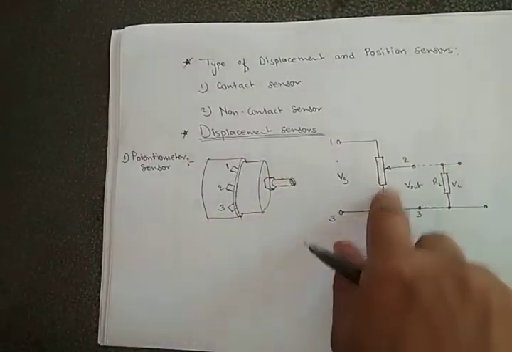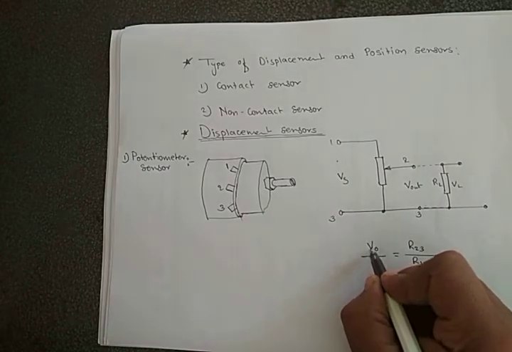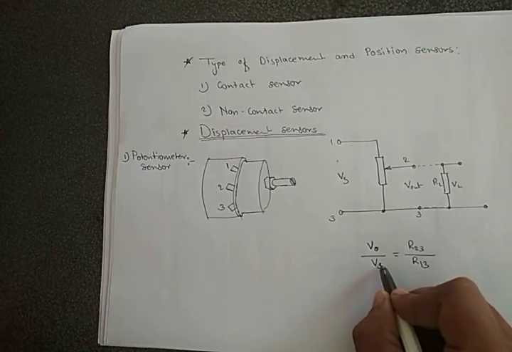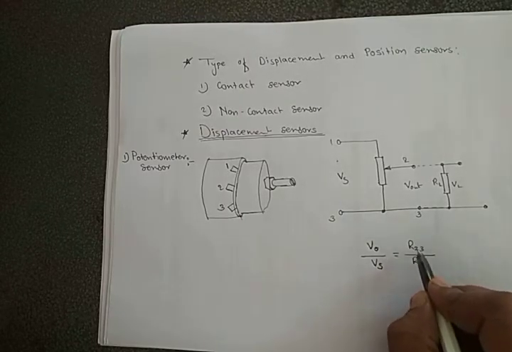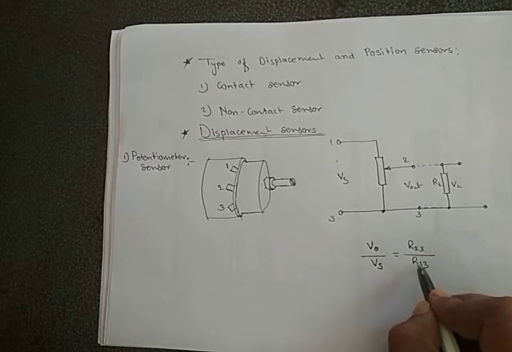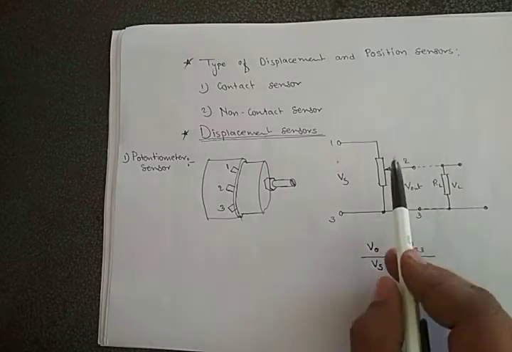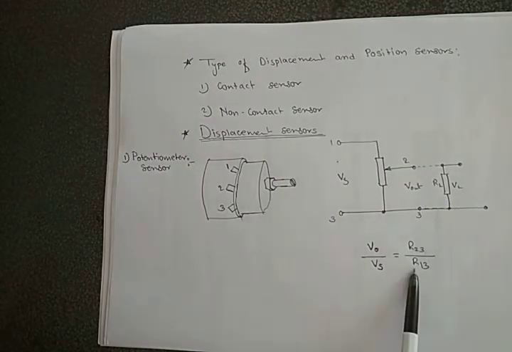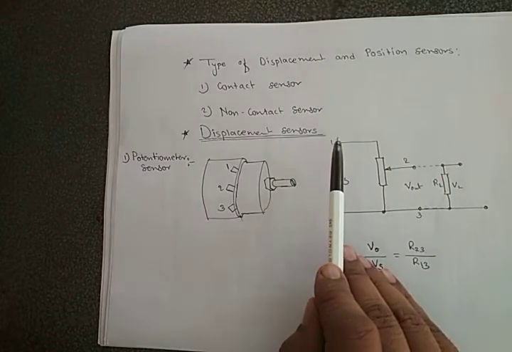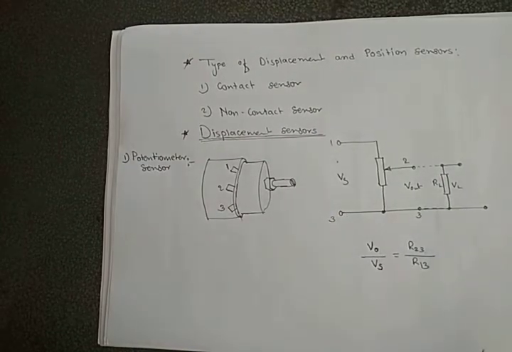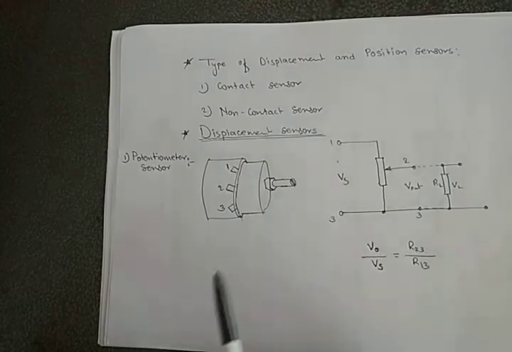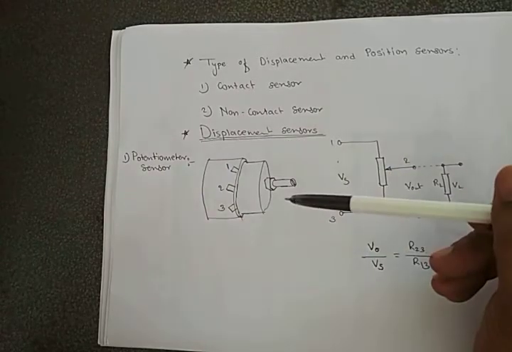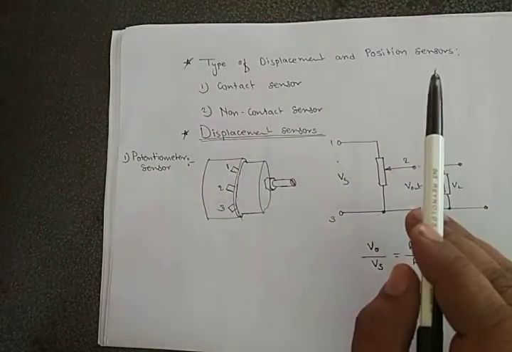By this circuit, we can understand this equation, that is V naught or V out by Vs, this is sliding, and R23 by R13. Here you can see R23 is the resistance between point 2 to 3, and R13 is the resistance between point 1 to 3. Now this type of sensor is used to measure angular displacement as well as linear displacement.